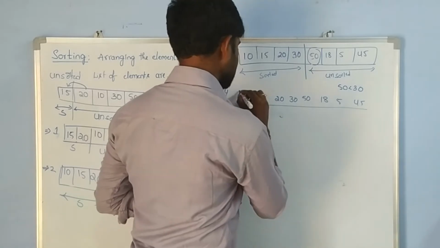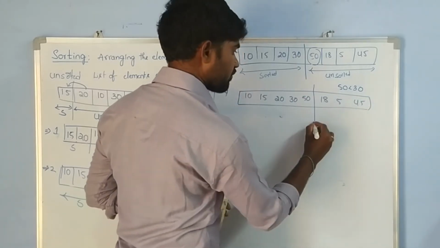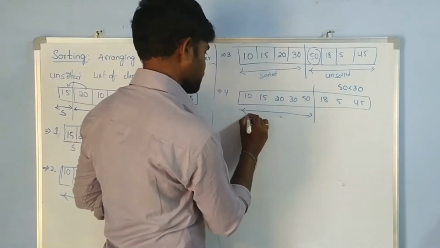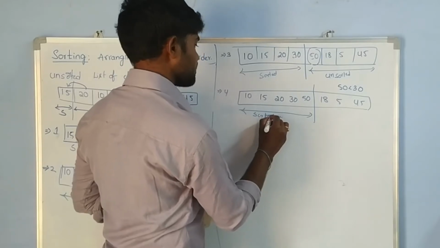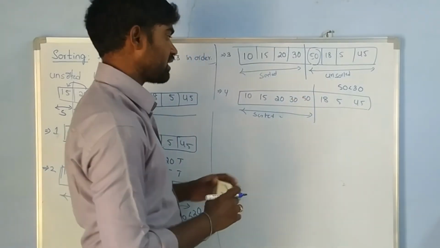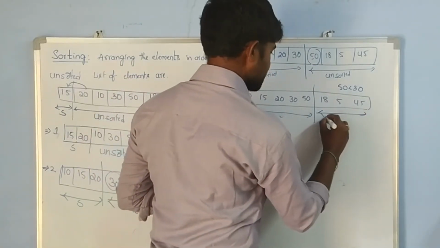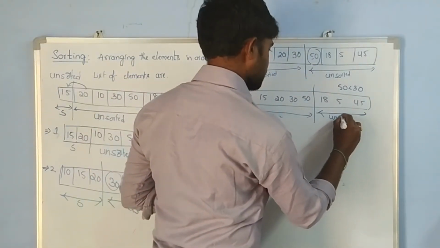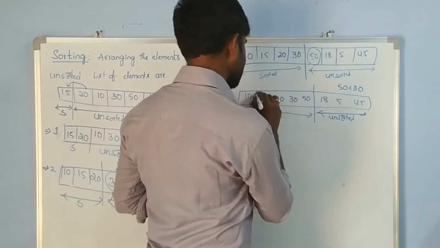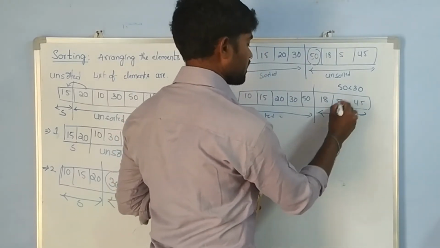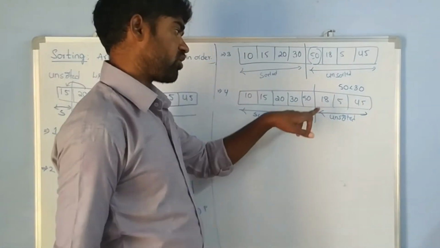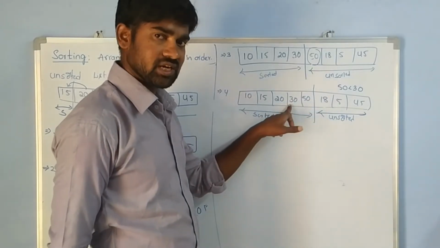Now, which elements are in the sorted portion? From 10 up to 50 are in the sorted portion. You can check, these are in ascending order. Now the remaining elements are in the unsorted portion. In iteration number 5, what do you have to do here? We need to move the 18 element into the sorted portion.